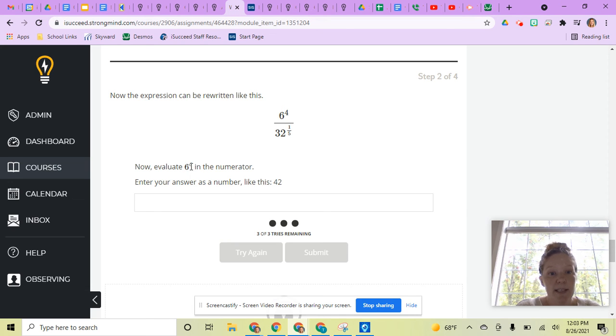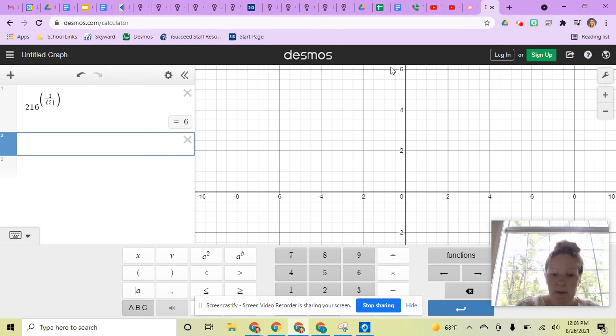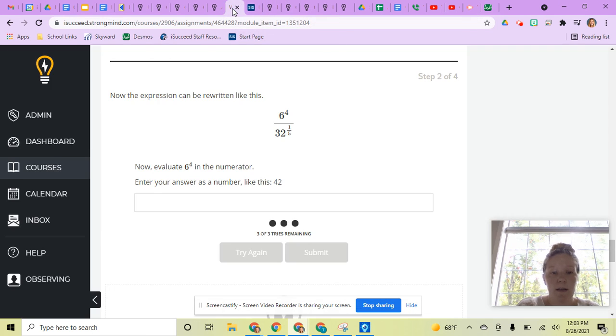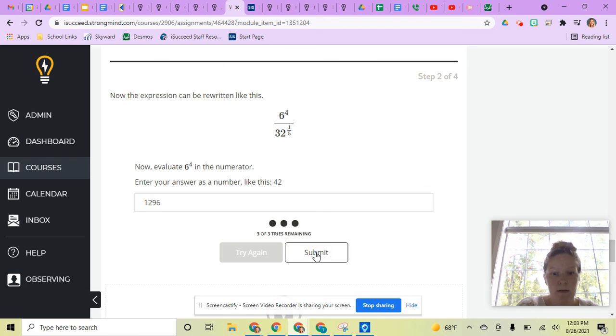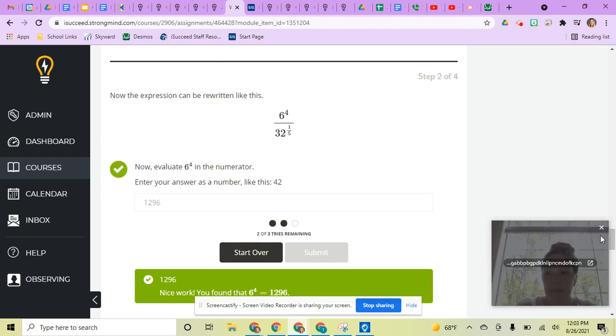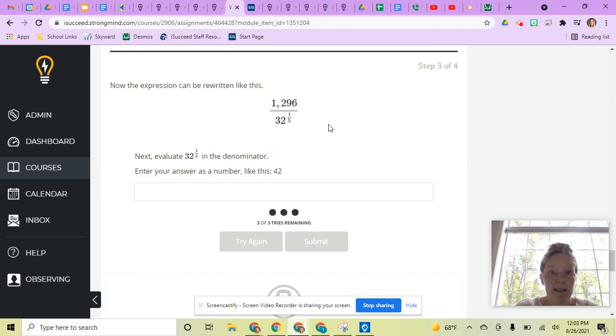Now evaluate 6 to the fourth in the numerator. Okay, so I need to evaluate 6 to the fourth power. 6 to the fourth is 1,296. Okay, now the expression can be written like this.